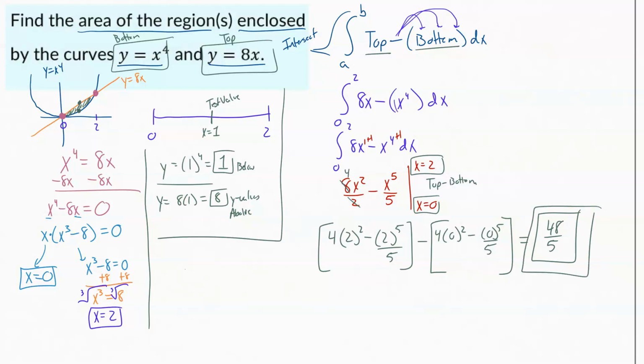An area between two curves is always a positive thing. It's never a negative thing. So if you got out a negative number when you're doing a problem like this, you know you messed up someplace. Here we got out the positive like we were hoping for, and so we were able to find the area of the region bounded by the curves y equals x to the fourth and y equals 8x.